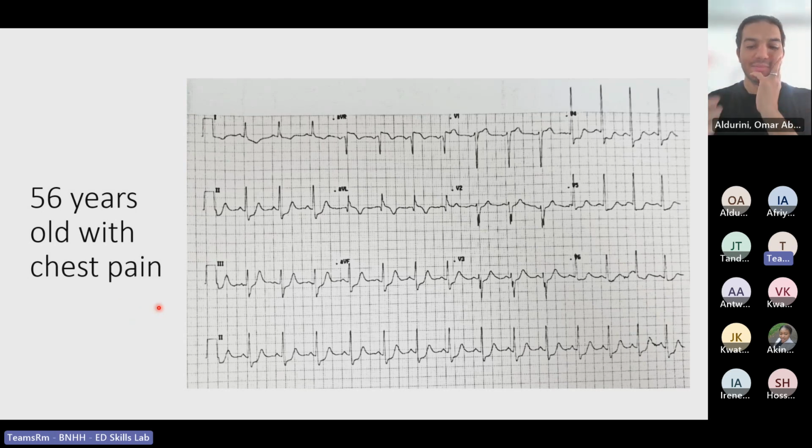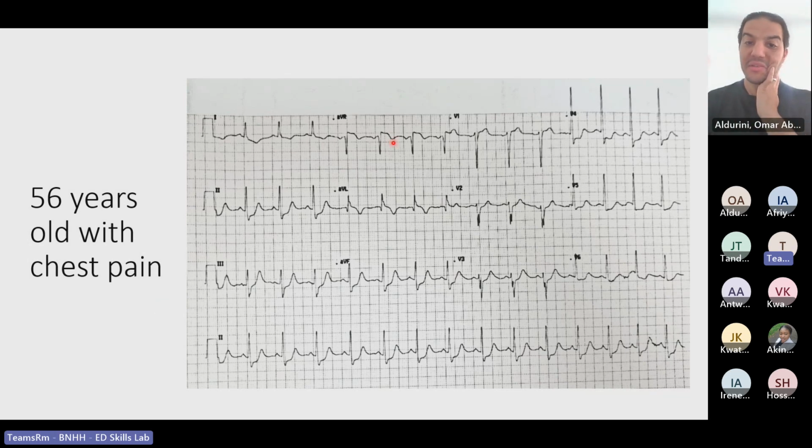What do you think? What should be our next step for this patient? I think it should be strong pain relief. Yeah, strong pain relief.